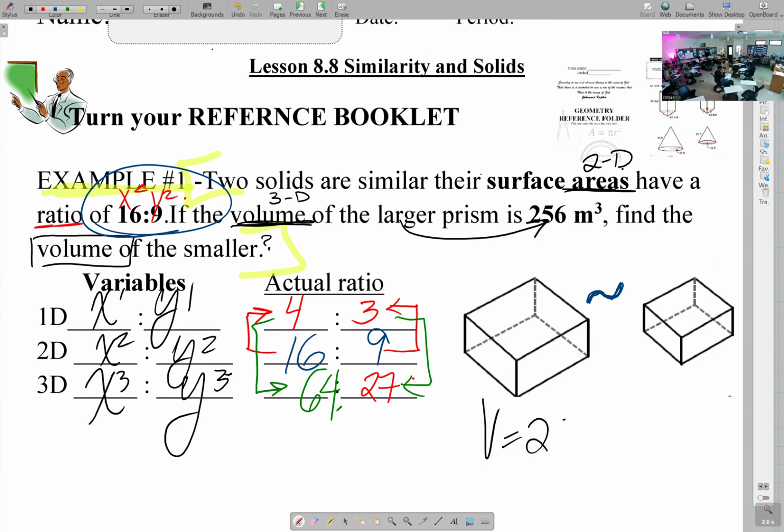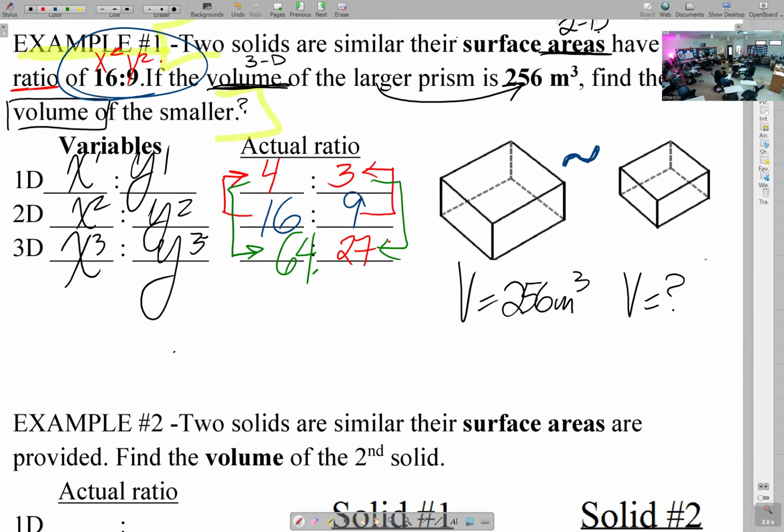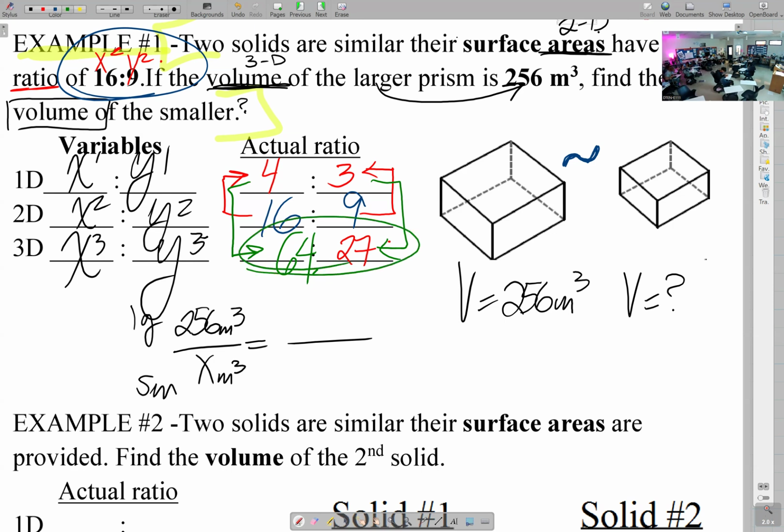Now, watch. Volume of the larger is this. Volume of the smaller, I don't know. So you're going to do a proportion. I highly recommend you label your proportions, either left to right, large to small, 1 to 2, whatever it is. So I'm going to go 256 meters cubed, unknown meters cubed. I'm going to use the 3D ratio of 64 to 27. The reason is because volume is 3D. Cross multiply. You don't get to touch calculator yet.